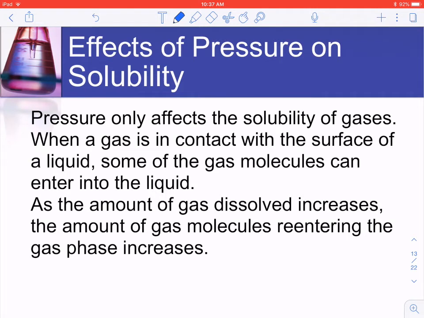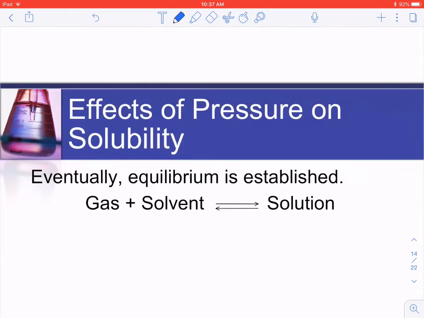So how does pressure play a role in all of this? To think about pressure, we need to go back and think about gases. So when we talked about gas laws, we know that an increase in pressure can result from various things, right? We can lower the volume, we can increase the temperature, we can increase the number of moles of gas molecules in our container. All of those things are going to increase the pressure, and it turns out that pressure does have an effect, but it only has an effect on gases. So if you increase the pressure, you increase the solubility of gases.